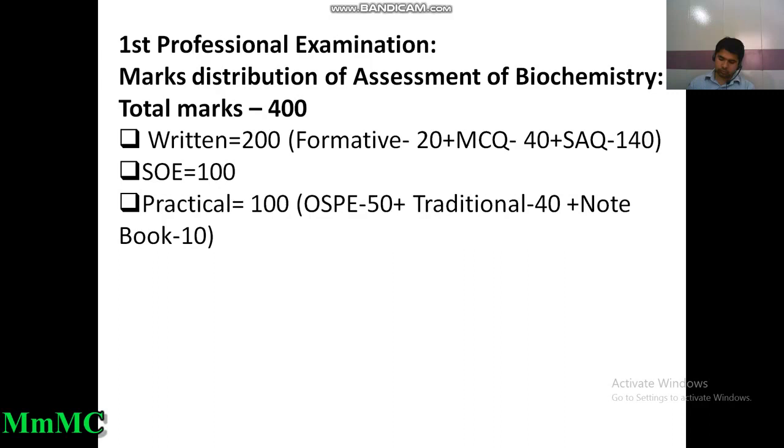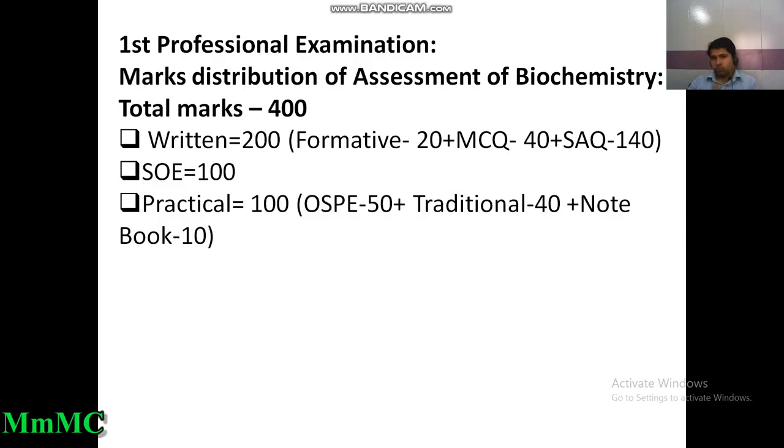Now about the short notes of enzyme. Coenzyme, cofactor, KM, isoenzyme, enzyme inhibition, allosteric effect, and also Q10. So, as a whole, I summarize this first card. That means biophysics and biomolecules.